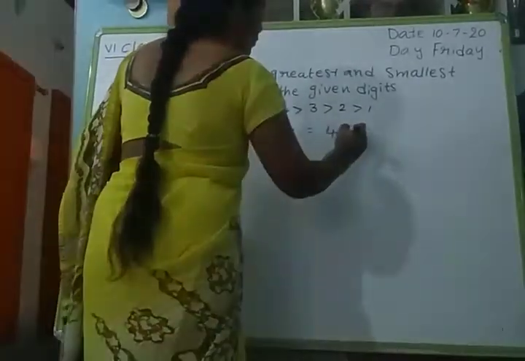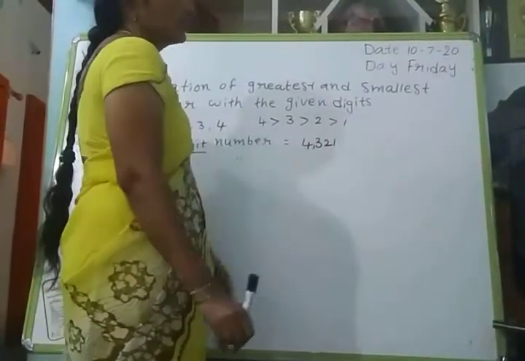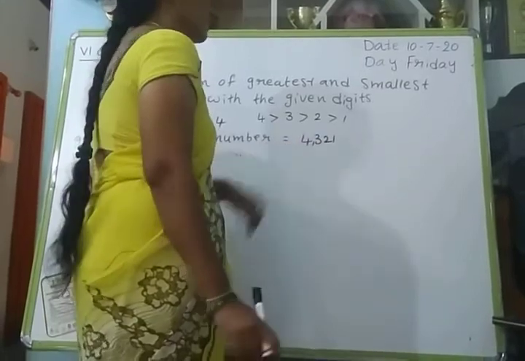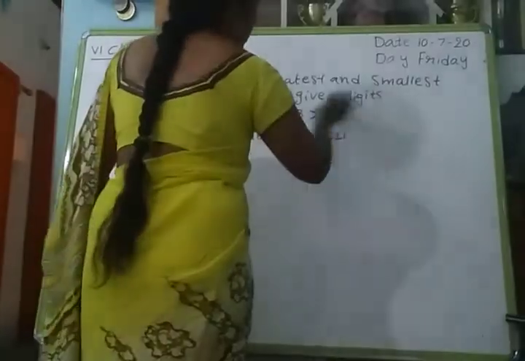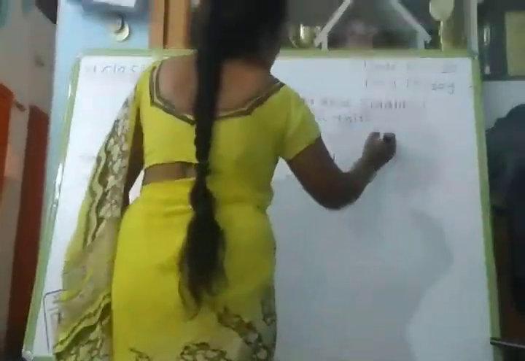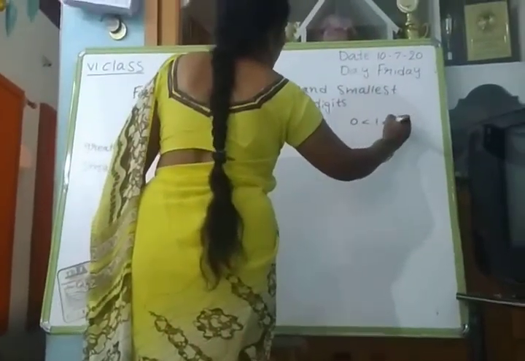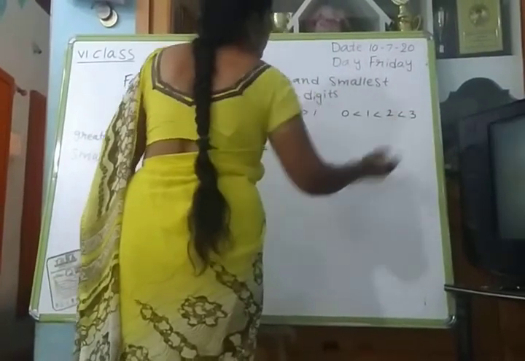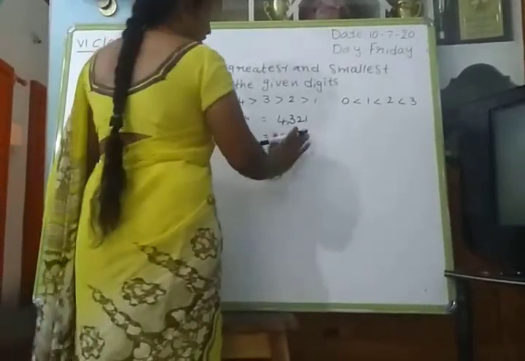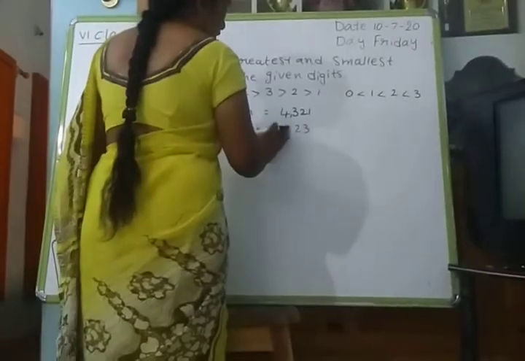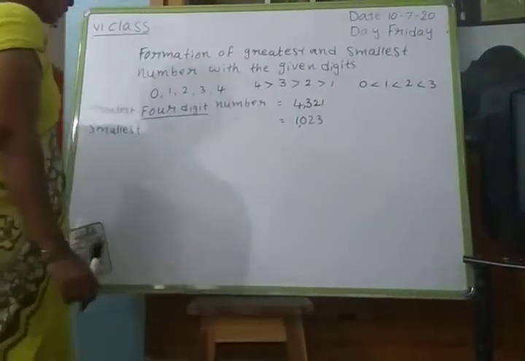We can write 4, 3, 2, 1. So don't place the comma. According to the Indian system, we place the comma after 100s, so this number is 4321. When you are writing the smallest number, we have to arrange the digits in ascending order, small to big: 0, 1, 2, 3. If you write 0, 1, 2, 3, is it a 4-digit number? No, it is wrong. When they give 0, we have to write like this: 1023.